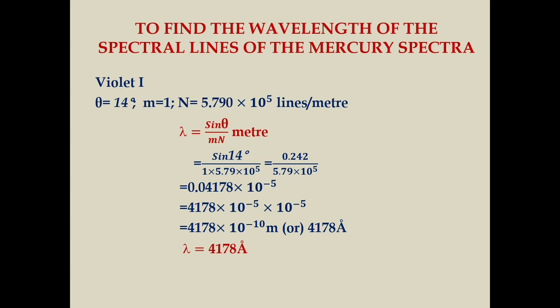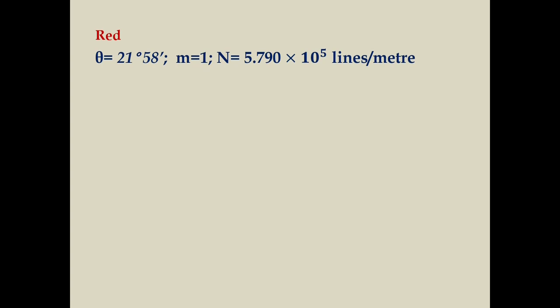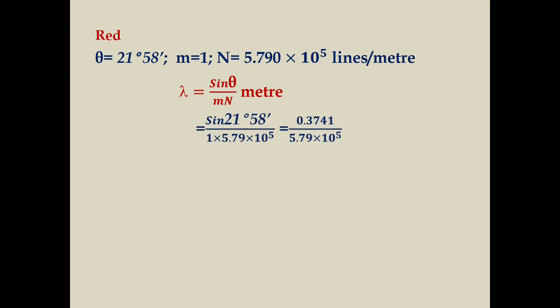The theoretical value for the violet is 4046, I think. So we have got an almost closer value for the violet one. Next, let us calculate it for red. For the red, it is 21 degree 58 minutes and m equal to 1 as we know, and N is equal to 5.790 into 10 power 5 lines per meter. So putting all the values in the formula, sine of 21 degree 58 minutes divided by 1 into 5.79 into 10 power 5. Sine 21 degree 58 minutes is 0.3741 divided by 5.79 into 10 power 5.